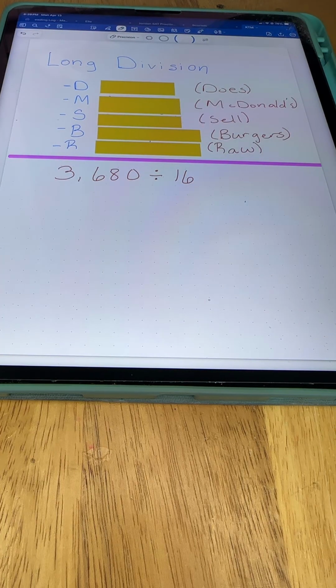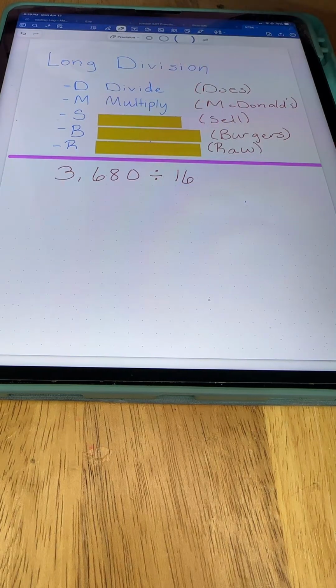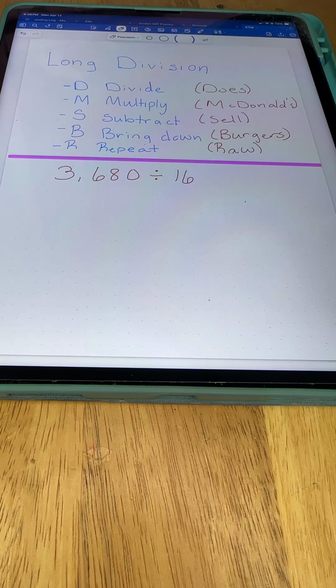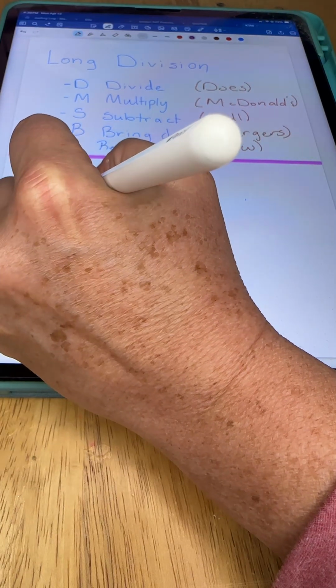So long division, when I'm teaching my kids how to do long division, I like memory tricks. So I teach them this little memory trick right here, DMSBR, and I help them remember it by saying, does McDonald's sell burgers raw? And that just helps them remember the order that they're doing the long division in. So for the D, divide, multiply, subtract, bring down, and then repeat as often as needed. So this helps them just kind of, again, remember that order that they are going to be doing the steps in.